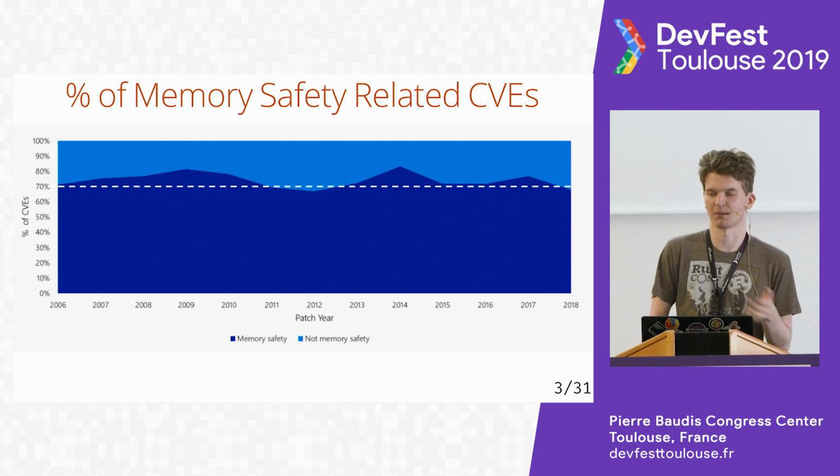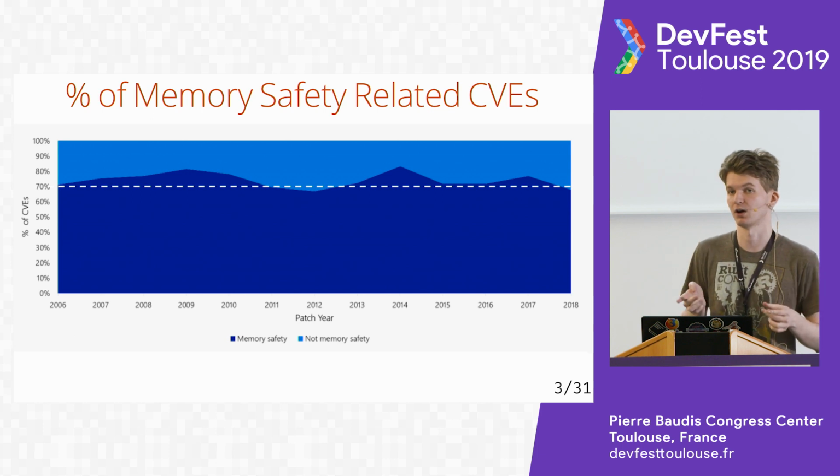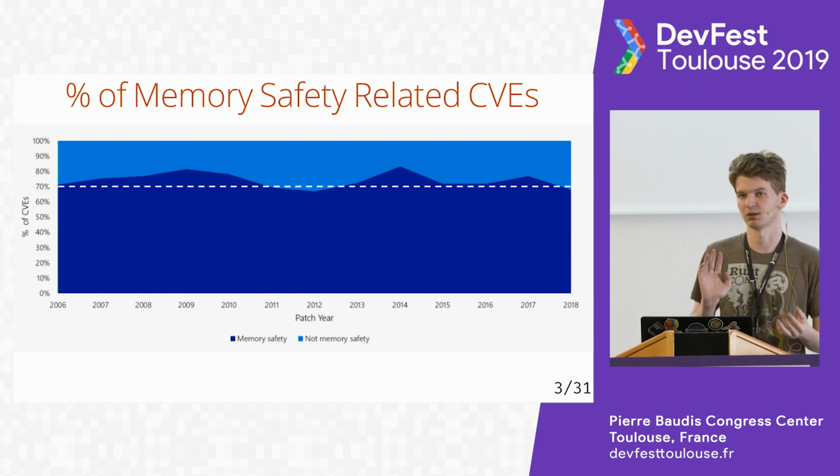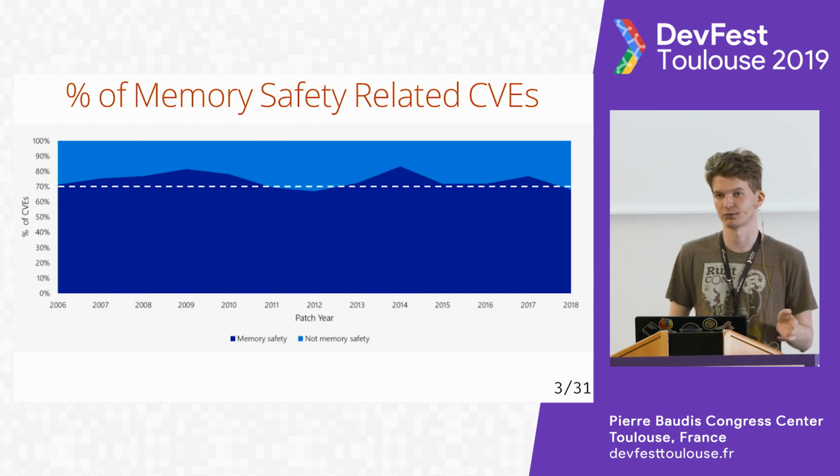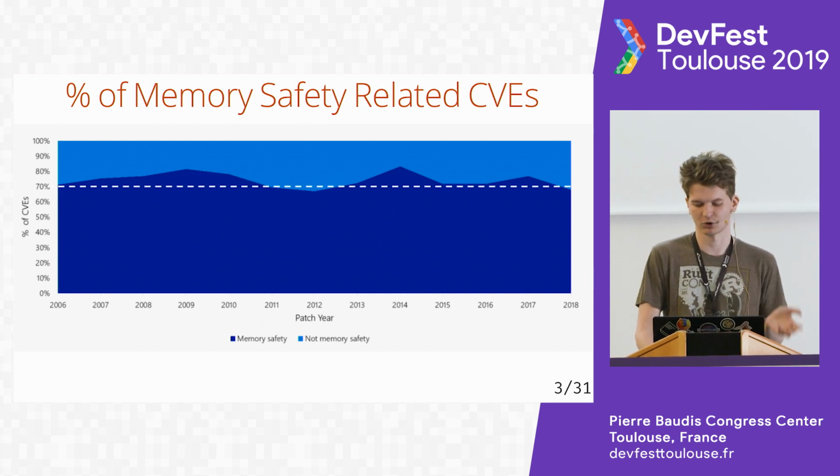That's really cool. And by the way, this is the graph for some Microsoft software, but similar graphs exist for Firefox and for Apple software. So it's, in general, a problem with current systems programming languages.